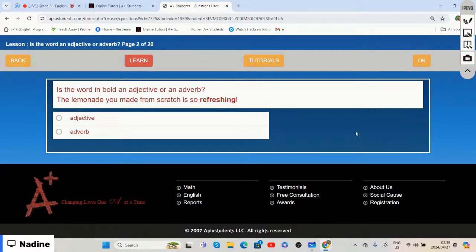All right, so the lemonade you made from scratch is so refreshing. So refreshing, is it an adjective or an adverb? It tells us about the lemonade that was made.